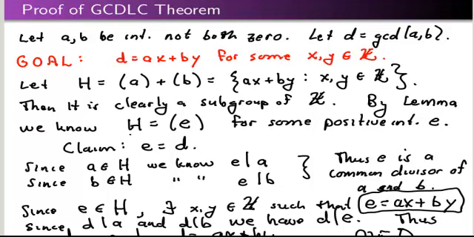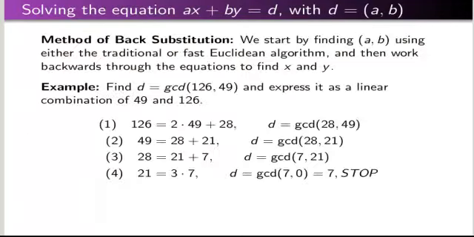Okay, now I said there was another way we can get to the GCDLC theorem, and that's just through the Euclidean algorithm itself, using a method of back substitution. So this is how we actually solve the equation AX plus BY equals D, where D is the GCD. Now I'm going to show you actually two methods of solving this equation. The first method is just back substitution. So let's go through how we calculated the greatest common divisor of 126 and 49, and then express it as a linear combination of 49 and 126.